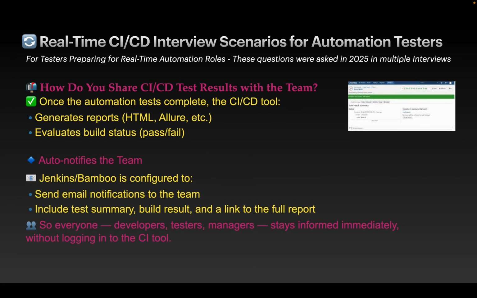Okay, this is how we share CI/CD test results with the team every day. You can configure it in two ways: a daily alert, or whenever your build is failing, alert the users. Okay, in this way we can share the test results with the whole team. Okay, let's see the next question.